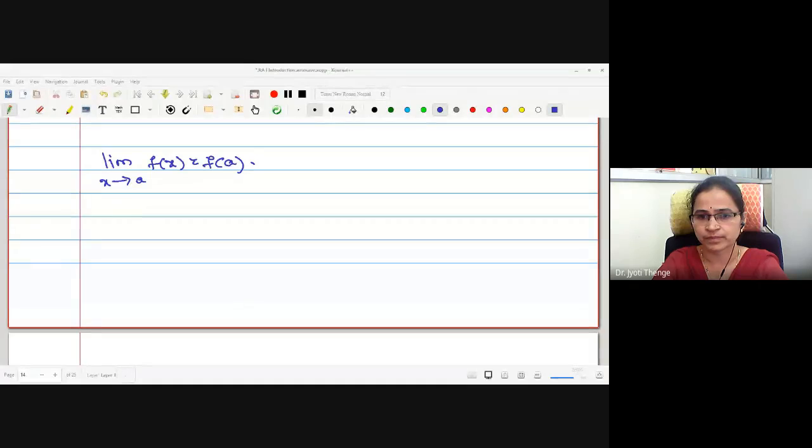Can anyone tell me an example then? An example of a continuous function? Do you know any example of a continuous function?